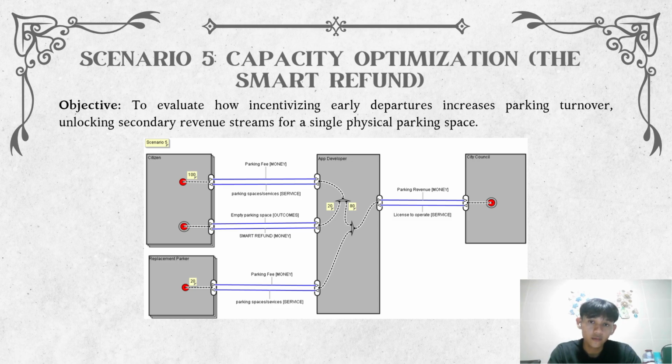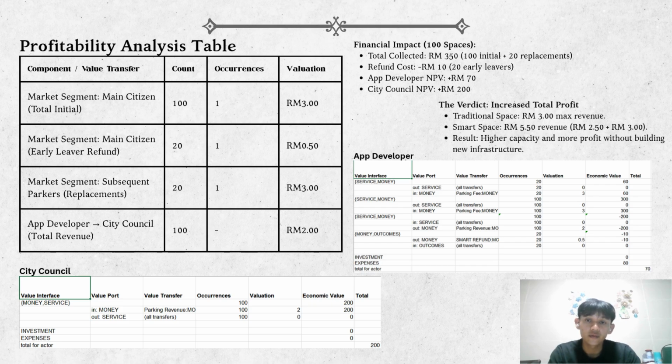Next is scenario 5. We wanted to see if we could make more money by fitting more cars into the same parking spots. We created a smart refund where the rule is very simple: if the car leaves the parking spot early, within 15 minutes, the app gives them 50 cents back. So here is how the math works.